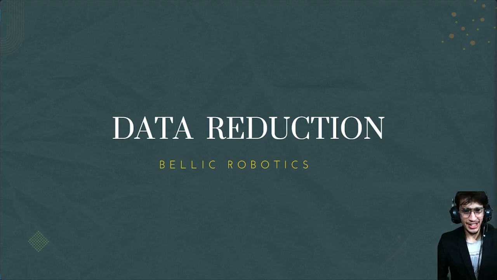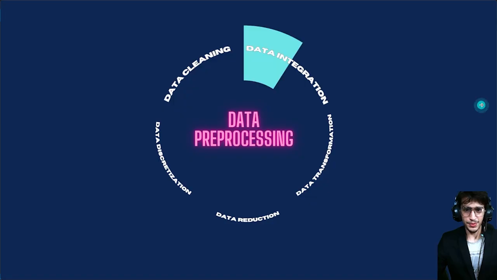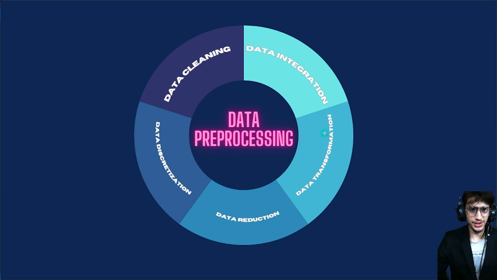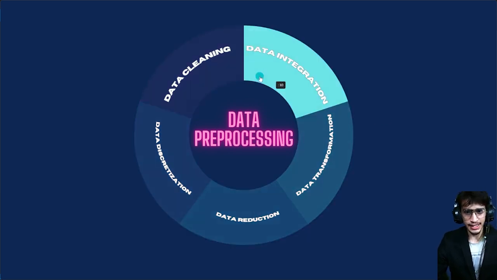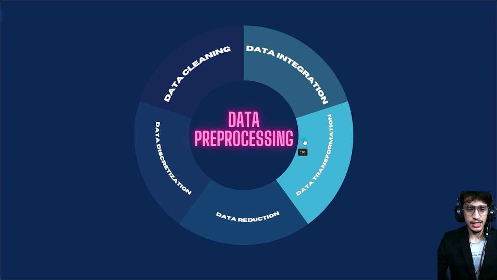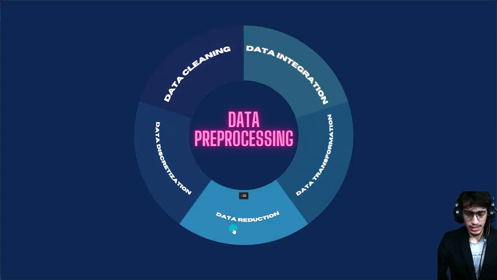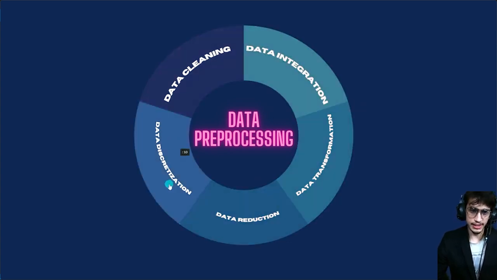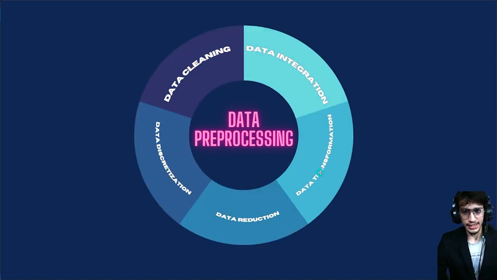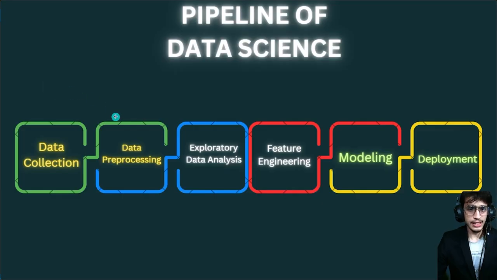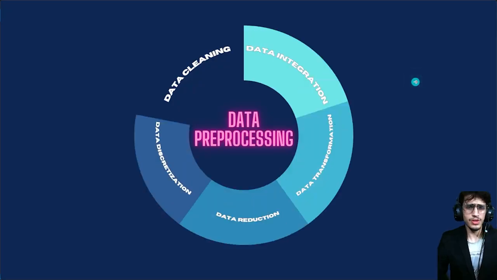So, in today's video, we are going to cover a new topic in the data science series, which is data reduction. Data reduction is our last topic in the data preprocessing series. In data preprocessing, we have covered data cleaning, data integration, data transformation, and now we are going to do data reduction. We will not make any separate video on data discretization as we already covered that in data transformation. This is our last video in the data preprocessing pipeline. After that, we will jump to EDA, or exploratory data analysis. So, without wasting much time, let's jump onto the video.